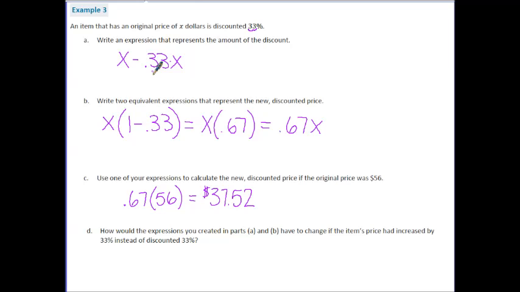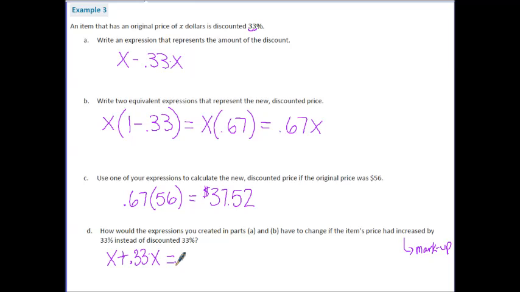Part D says, how would the expression you created in parts A and B have to change if the item's price had increased by 33% instead of the discounted 33%? So in this case, we would take the cost of the item, and instead of it being discounted, it's increased. Another word for that is markup. So you might want to become familiar with that. A markup is an increase, so this tells us to add 33% of the cost of the item. So again, I'm going to turn 33% into a decimal, 0.33. Of means to multiply, and the cost of the item is x.